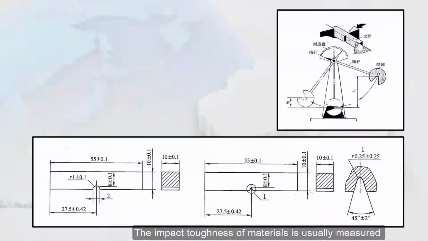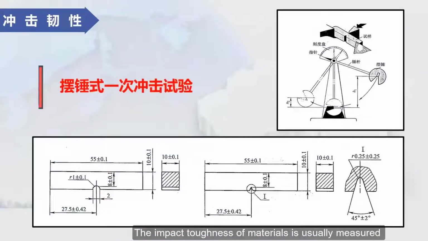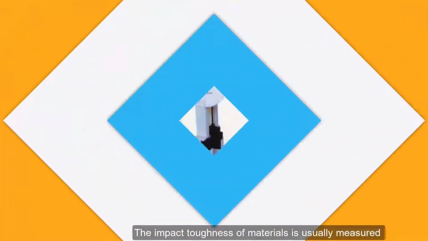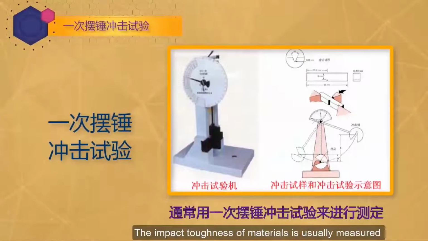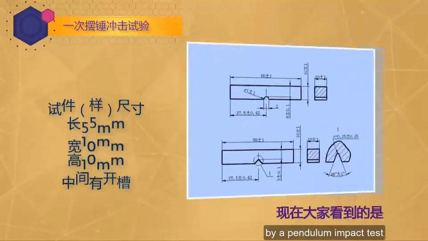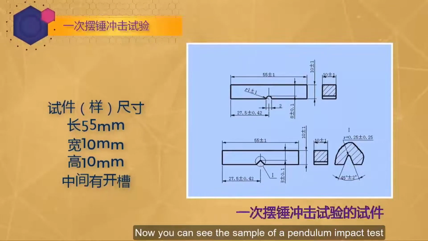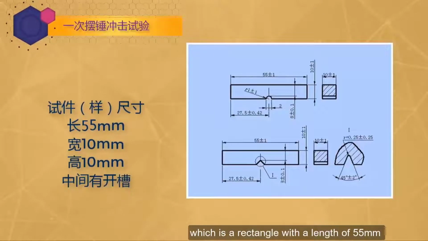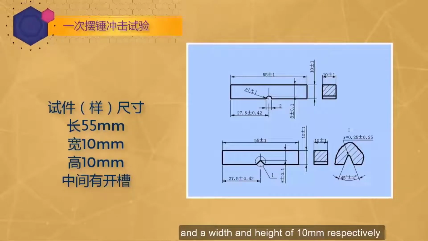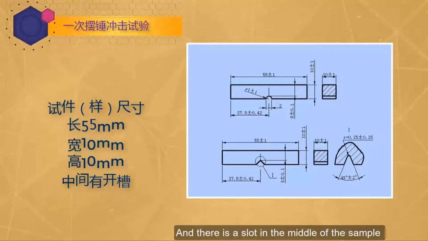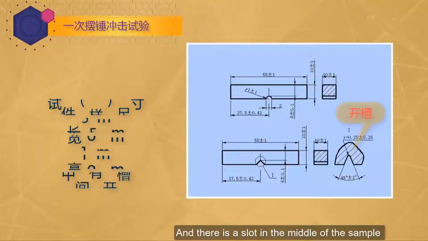The impact toughness of materials is usually measured by a pendulum impact test. Now you can see the sample of a pendulum impact test, which is a rectangle with a length of 55 mm and a width and height of 10 mm respectively. And there is a slot in the middle of the sample.